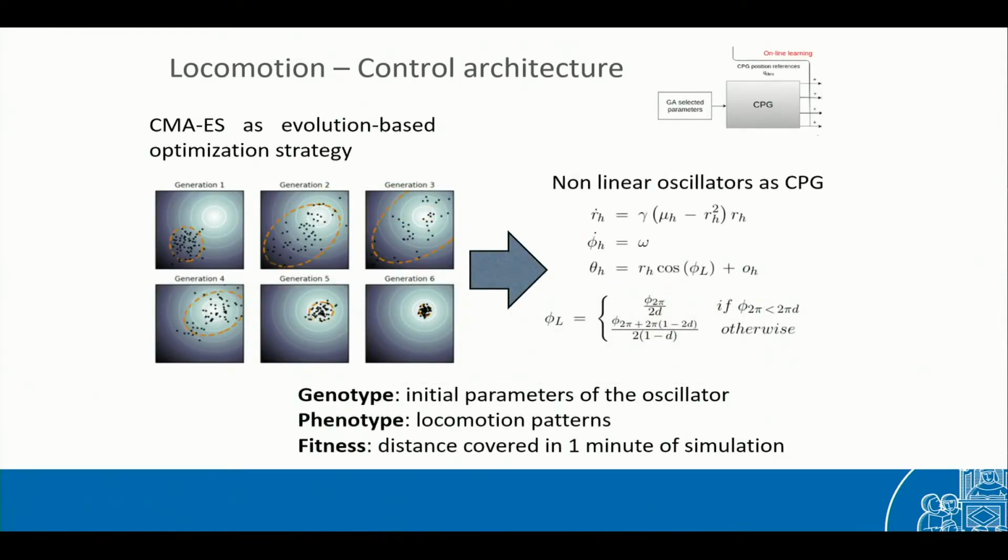As I said, we use a nonlinear oscillator as a CPG, and relying on CMA-ES, which is an evolution-based optimization strategy, we define genotype, phenotype, and fitness function, where as the fitness function we use the distance covered in 1 minute of simulation in order to understand what were the best locomotion patterns that we could have on the robot.